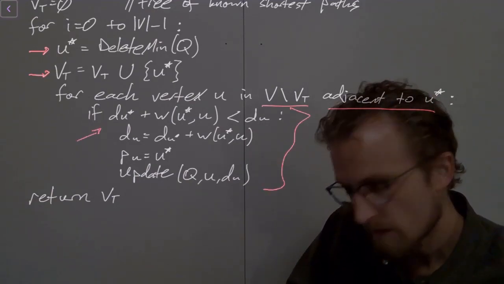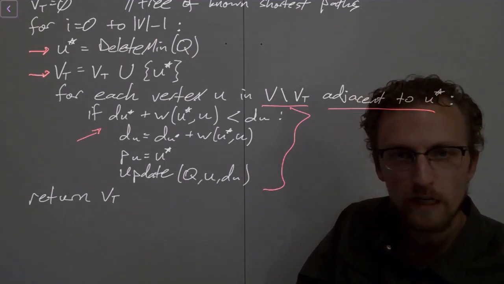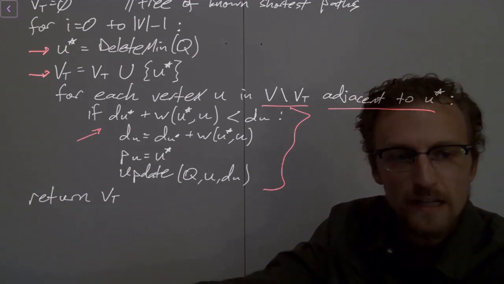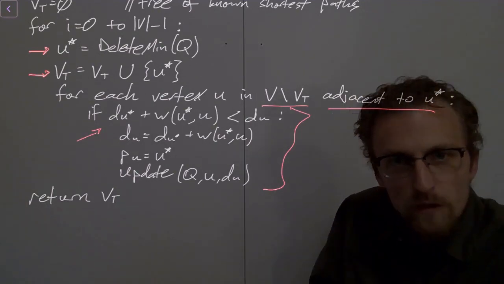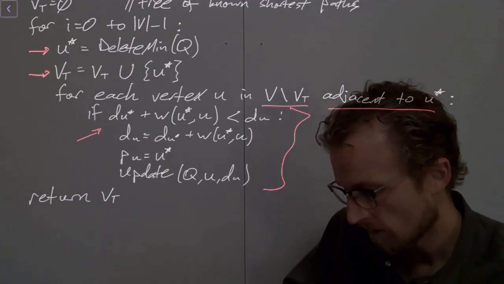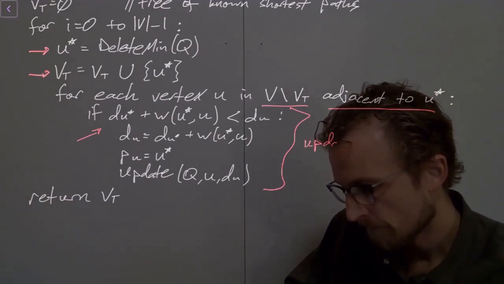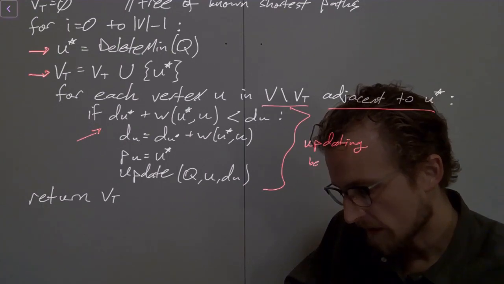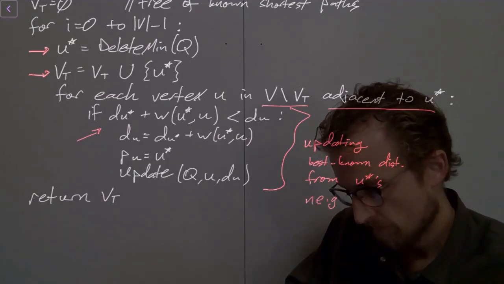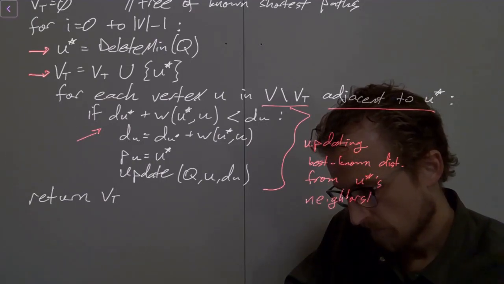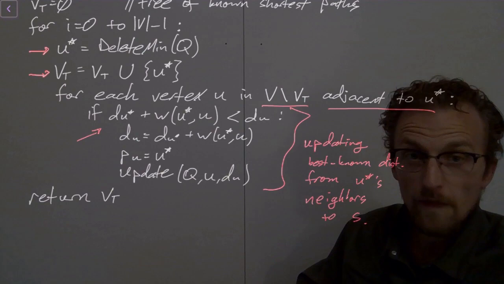So all of this is saying that after we've added something to the tree, having added it tells us something about the distance from that node's neighbors to the source. Okay, and that's what this if statement is doing right here. So what are we doing? We're updating best known distances from U star's neighbors to the source, so to S. Okay, and that's it. That's Dijkstra's algorithm.